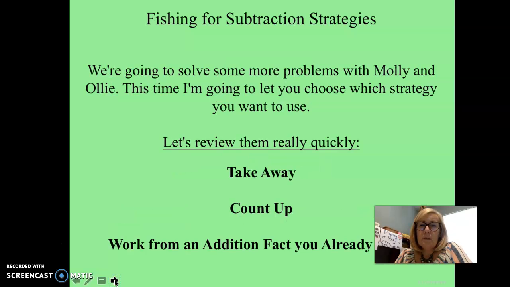We're going to solve some more problems with Molly and Ollie. This time I'm going to let you choose which strategy you want to use. Let's review them really quickly. Takeaway, count up, work from an addition fact you already know. Takeaway, we're just taking them away. Count up, what is the difference? Work from an addition fact you already know. Think about your doubles.